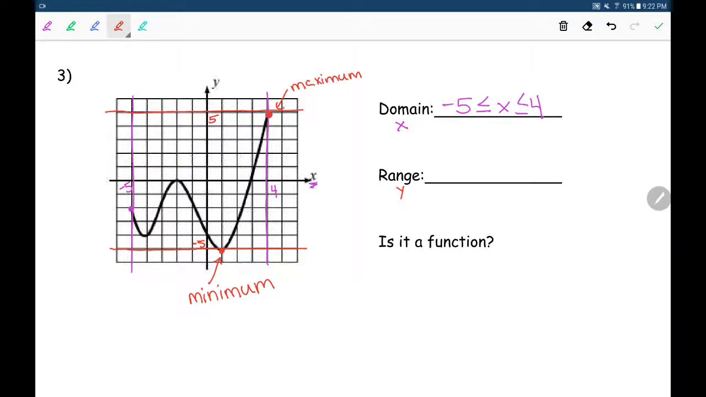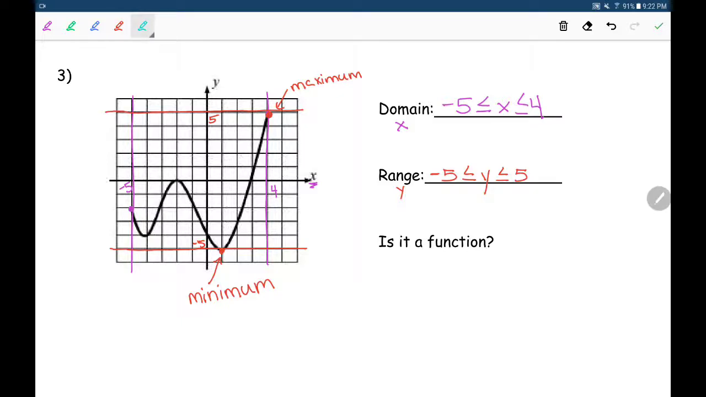So when I write my interval this time, I would start it with -5, that's my smaller number, is less than or equal to y this time, which is less than or equal to 5, which is my bigger end of that range. The last part of this is we have to decide if it is a function or not.